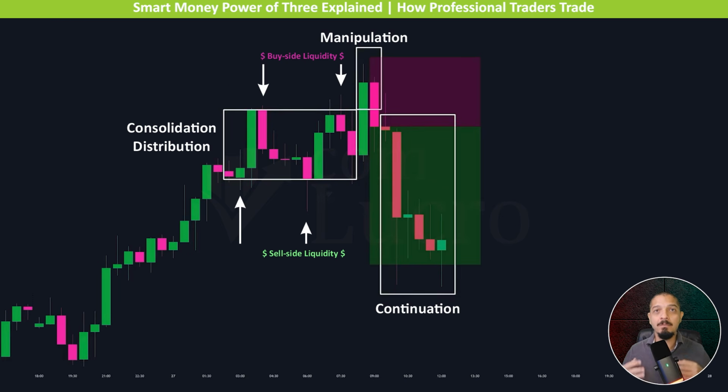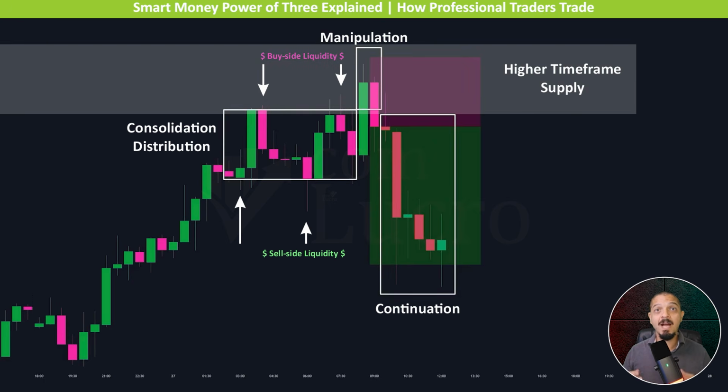It is important to understand that, like any trading concept, the power of 3 should not be used in isolation. It becomes far more effective when combined with other smart money concepts. For instance, if a higher time frame supply zone were present at this level, it would add strong confluence to the setup, increasing the probability of rejection.